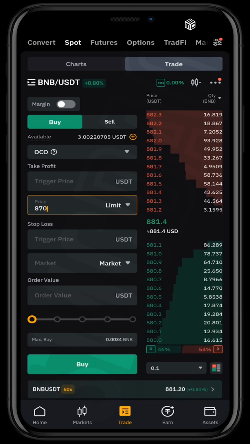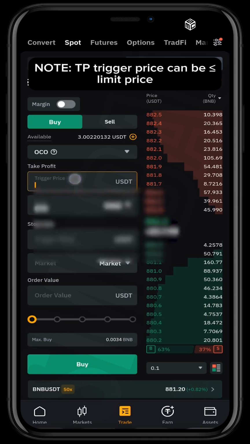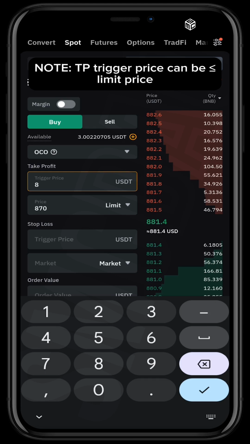Right, so we want to buy BNB when BNB is $870. So next is to set our trigger price. Trigger price is the price at which we want this order to be live on the order book. Usually you want to set your take profit trigger price for your buy order just a little bit lower than your limit price so that your order can get filled easily. So we're going to set it at 869.5.